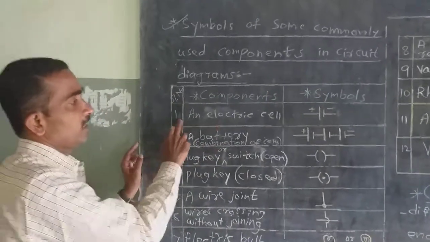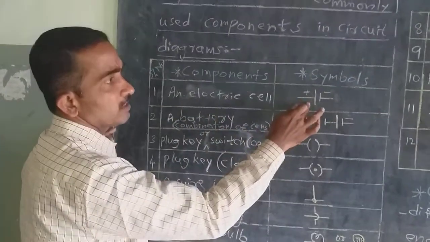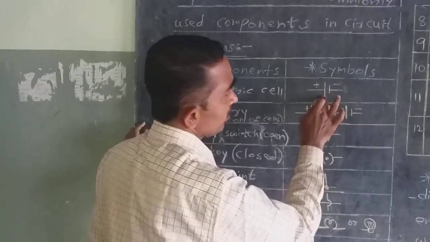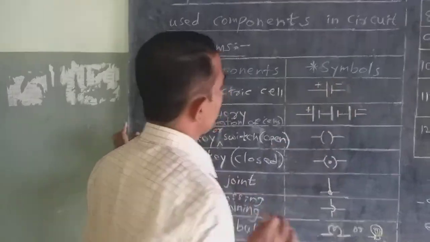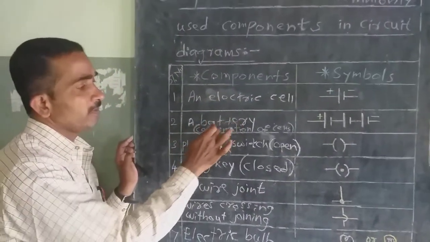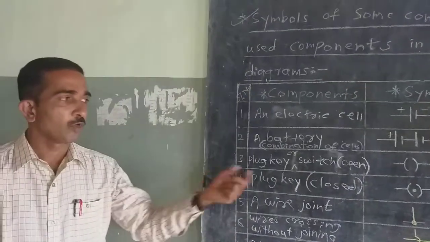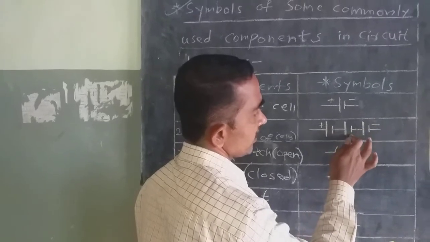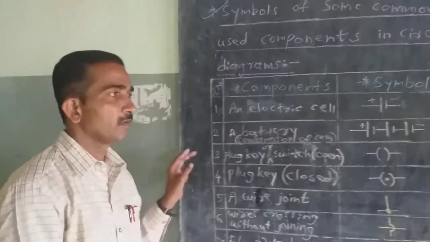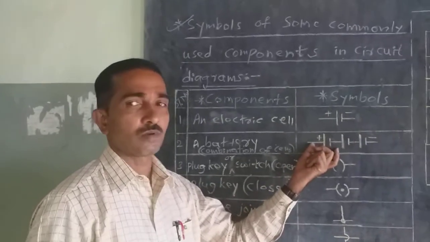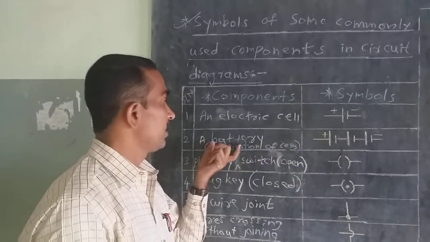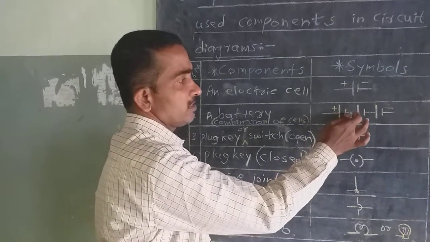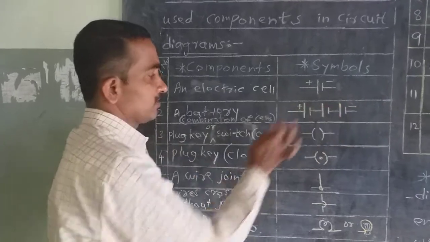First component is an electric cell. This is the symbol of an electric cell. Here the larger one is called the positive pole, the smaller one is the negative pole. Second one, a battery. Battery means a combination of two or more cells. See this one, this is the first cell, this is the second one, third one. If there is a combination of two or more cells, that is called a battery. Here also the larger one is plus, minus, plus, minus, plus, minus.